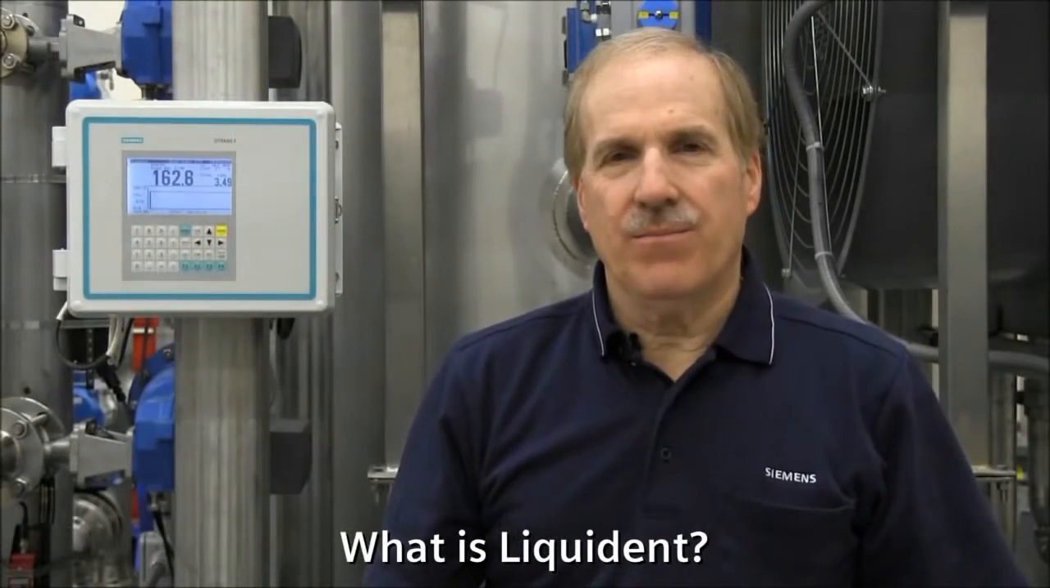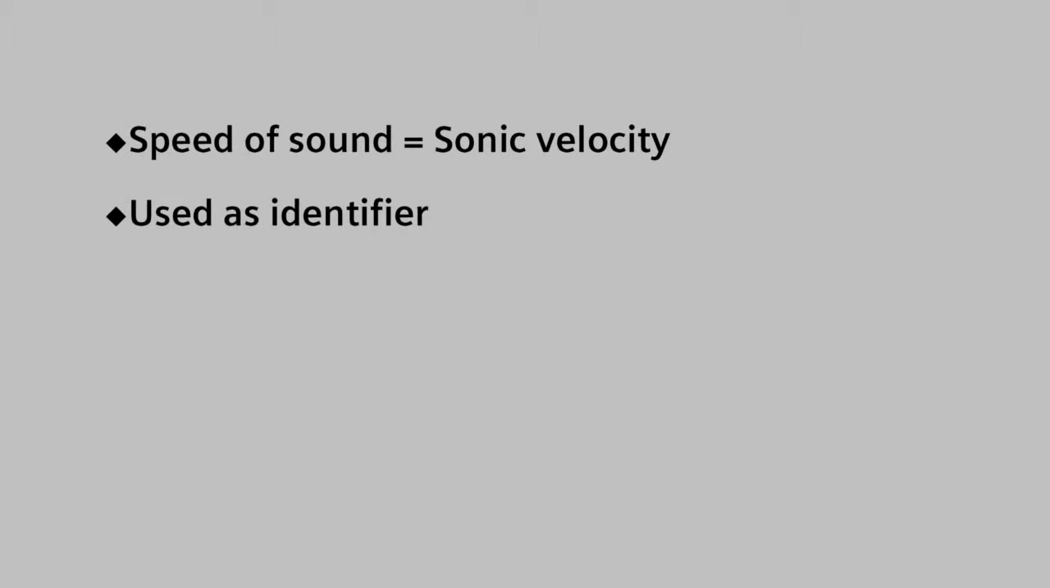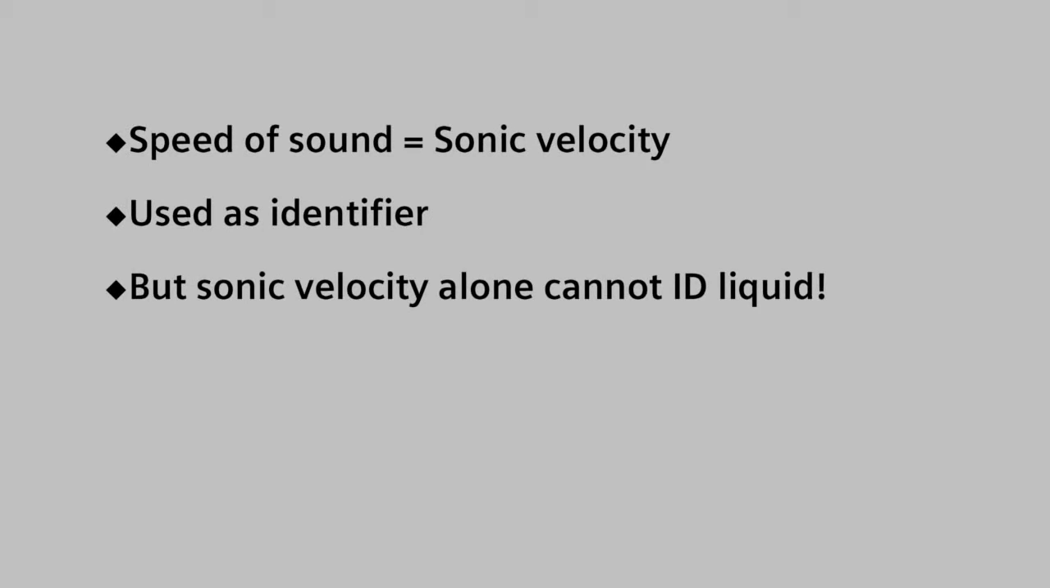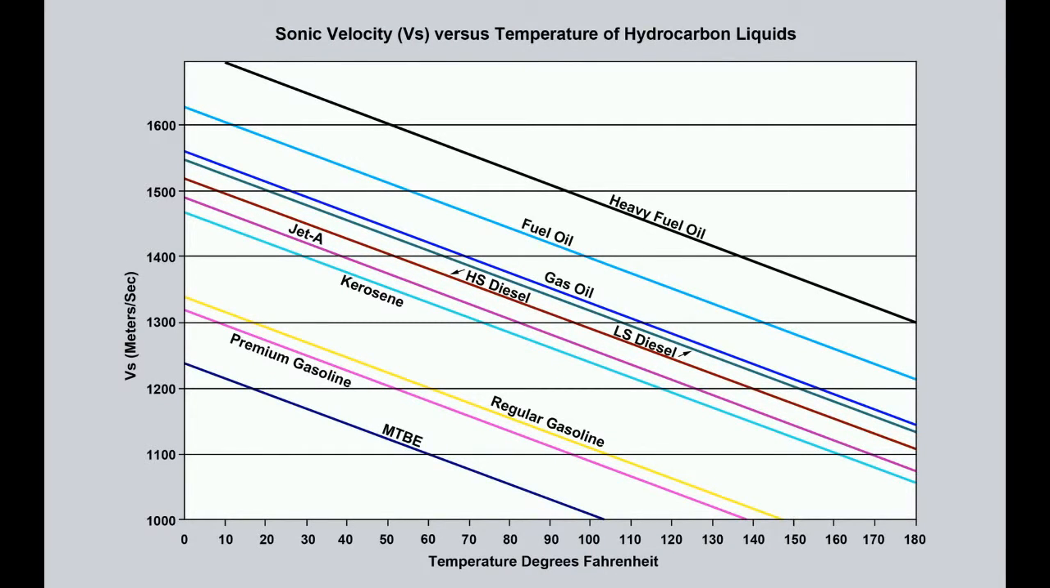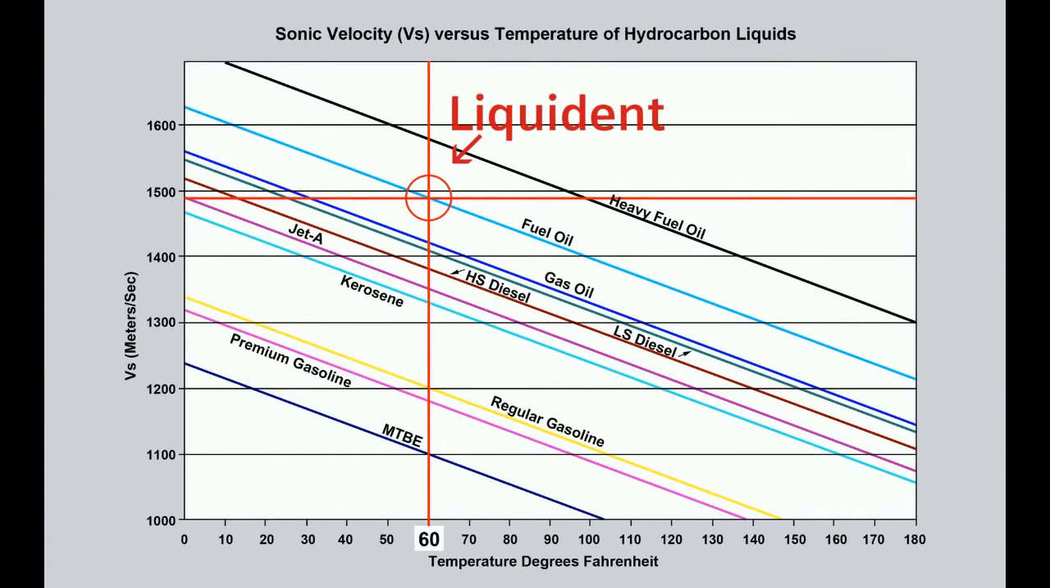What is liquident? The speed of sound, also known as the sonic velocity of a hydrocarbon liquid, is used as an identifier. But sonic velocity alone cannot identify a liquid because sonic velocity changes with temperature. Therefore, an individual value could correspond to multiple liquids. By correcting the actual sonic velocity to a reference temperature, for example 60 degrees Fahrenheit, the meter can positively identify the liquid. This is possible because sonic velocity changes linearly with temperature. This normalized sonic velocity value is called liquident.